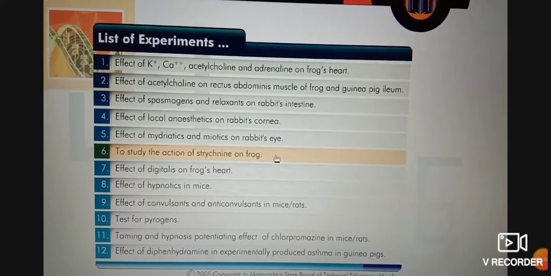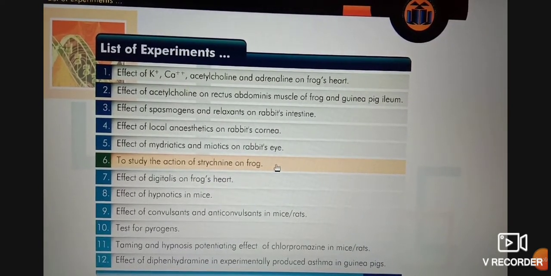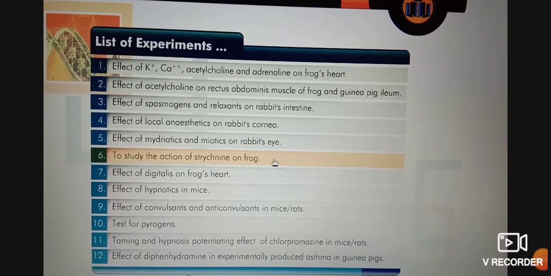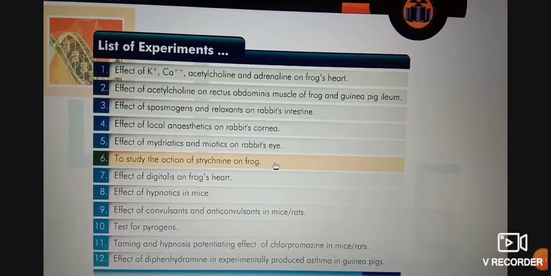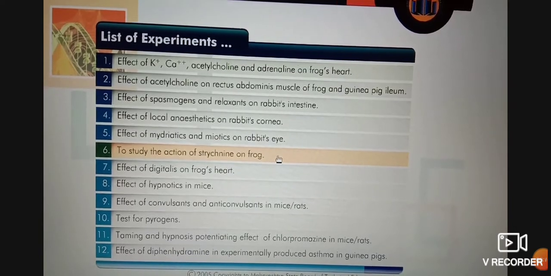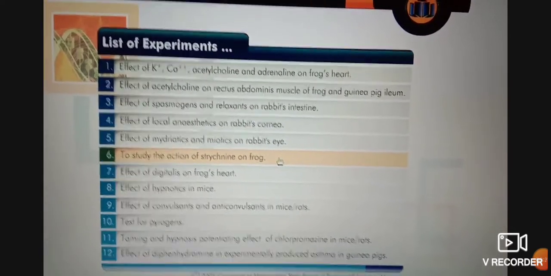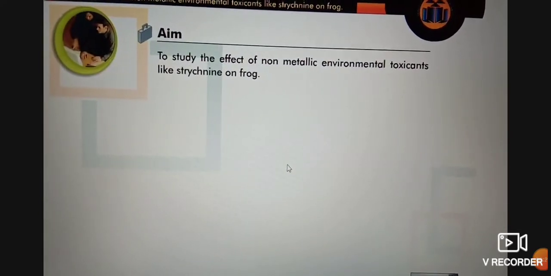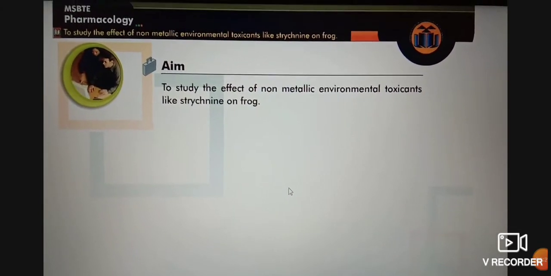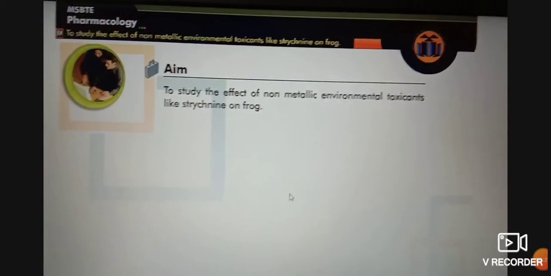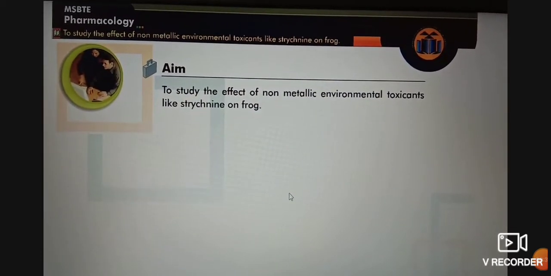So in today's practical lecture we will take experiment number 16. The aim of this experiment is to observe and study the effect of strychnine sulfate on voluntary muscle of frog by using CD of MSBT. The aim is to study the effect of non-metallic environmental toxicants like strychnine on frog.